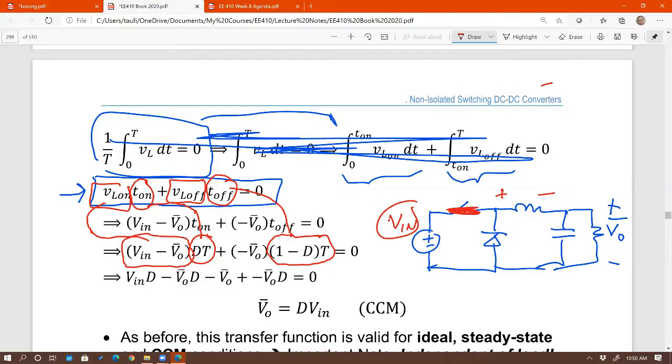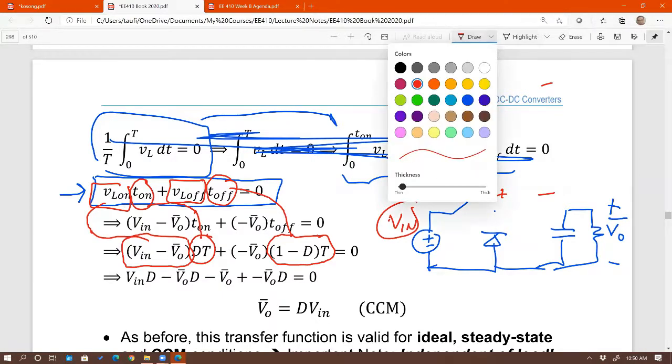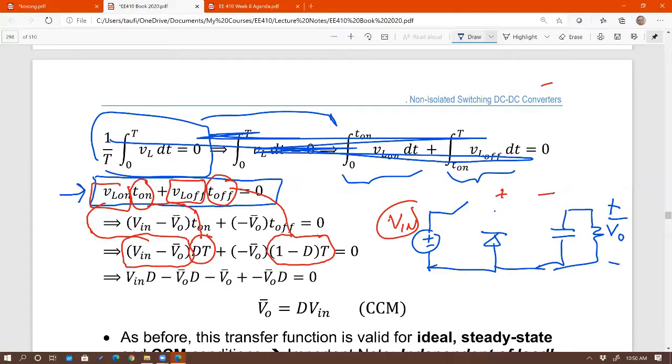Now one more left and you're done. What is VL off? VL off is the voltage across the inductor when the switch is off. Oops, sorry, I got too excited there. When the switch is off, what is the voltage across the inductor?